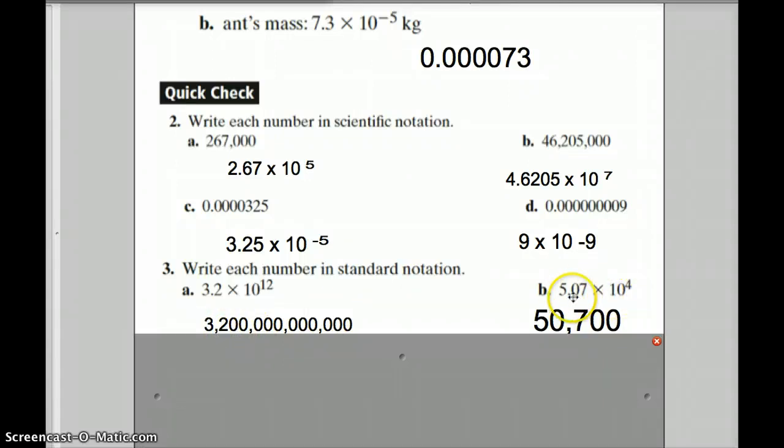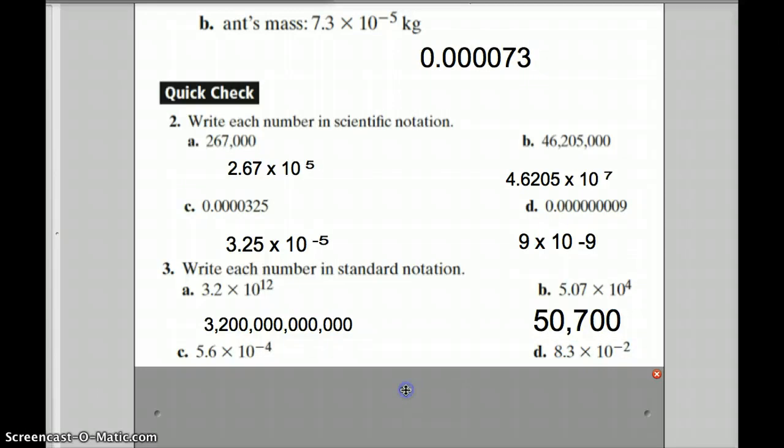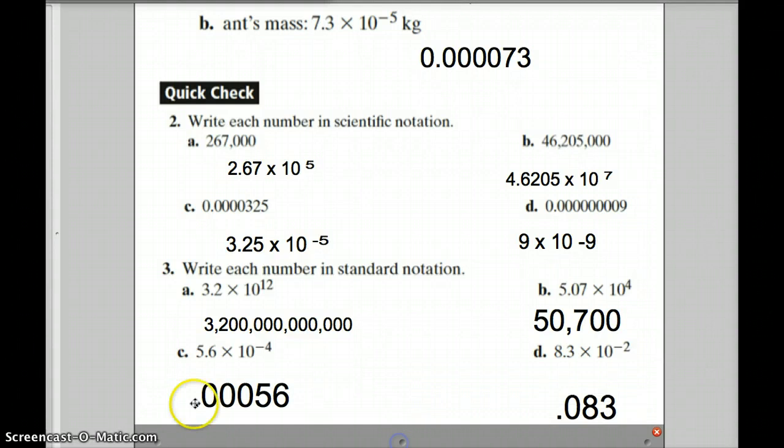Over here we're going to multiply 5.07 times 10 to the 4th. 10 to the 4th is 10,000, so we have 50,700. Two smaller examples here, 5.6 times 10 to the negative 4 and 8.3 times 10 to the negative 2. And again, we're going to make these numbers look even smaller than they are. And we've moved it 1, 2, 3, 4. And here we've moved it 2.